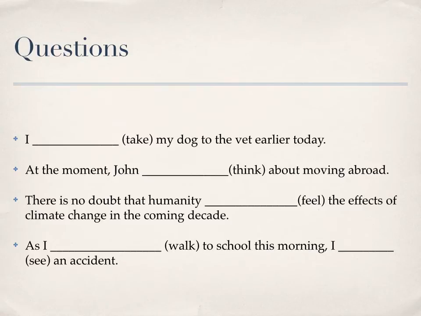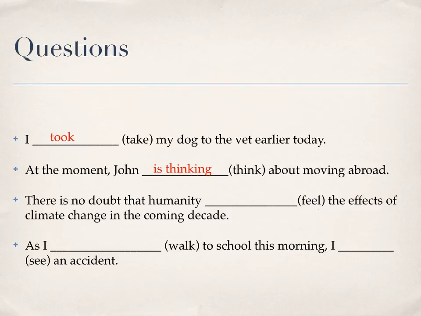Okay, welcome back. So for the first one, we have a key time marker of earlier today. And although it's today, which might indicate the present, it's earlier today, which tells us it's the past. Past tense of take is took. The next one, at the moment, the key time marker tells us that it's right now, and we should be using a progressive tense for that. So that's be plus the ing, John is thinking.